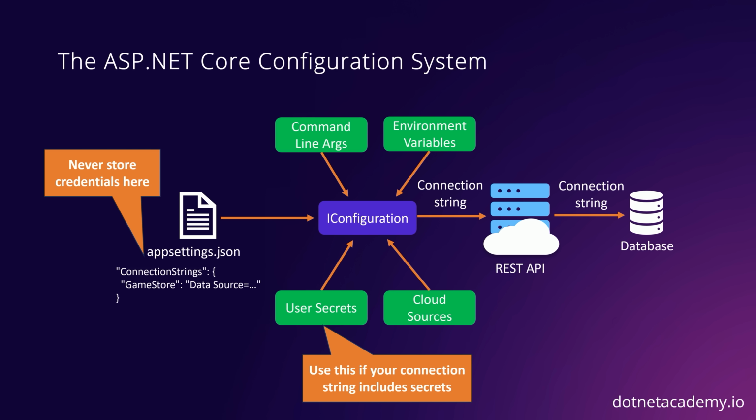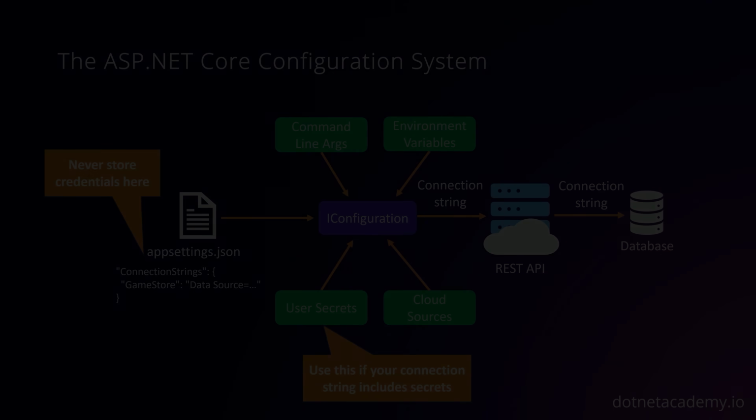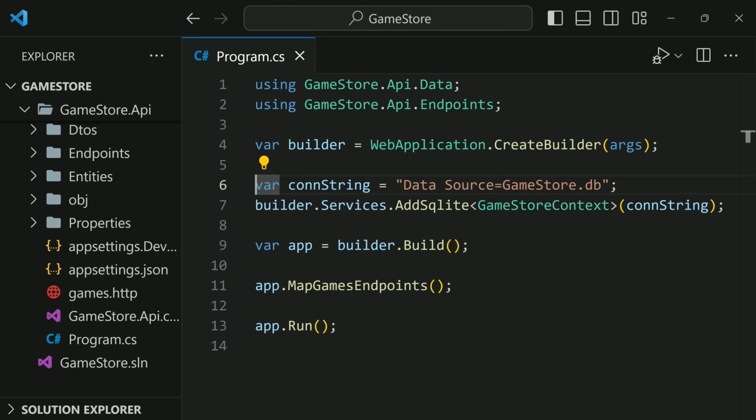Let's now update our REST API to read the connection string from the appsettings.json file. Let's see how to take our connection string out of Program.cs and into our appsettings.json file. So let's go ahead and open appsettings.json.